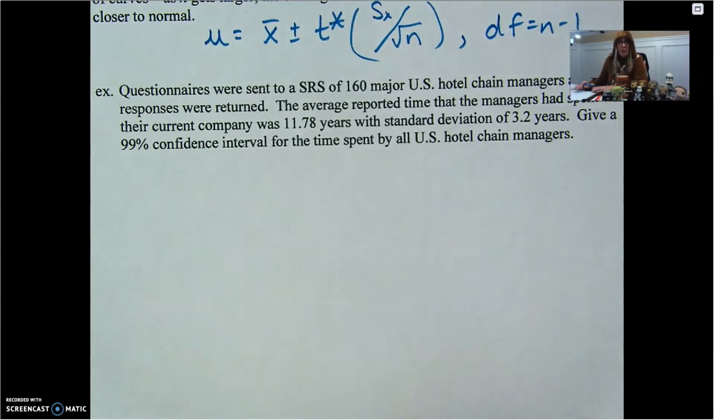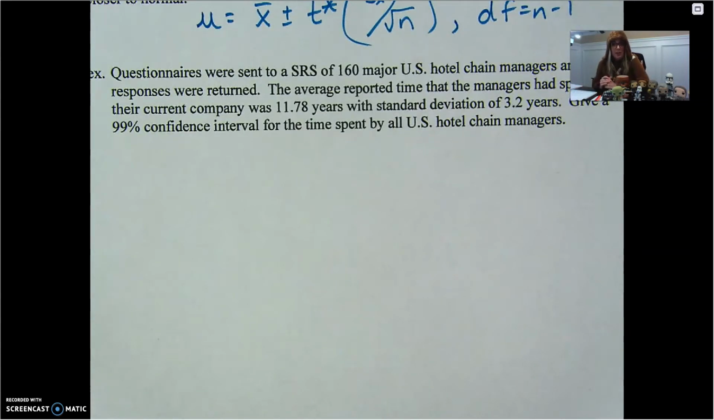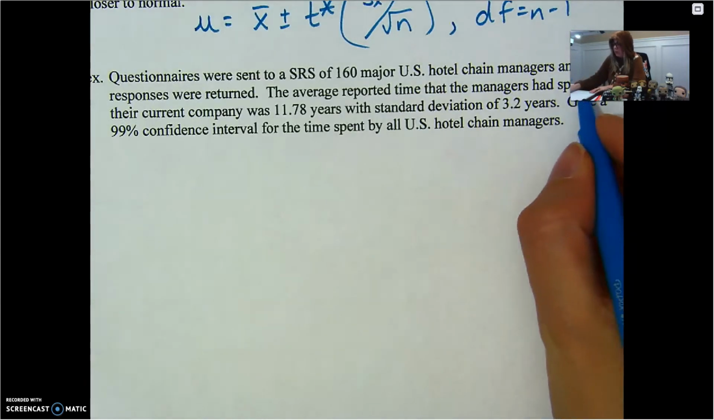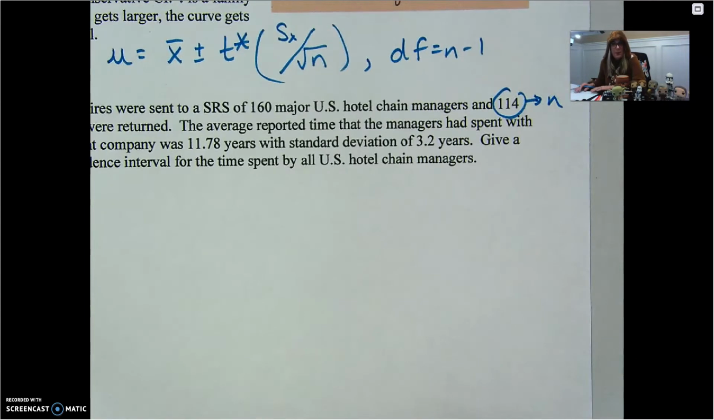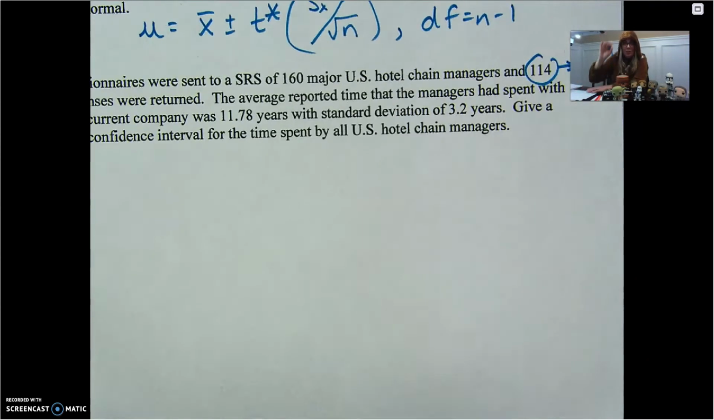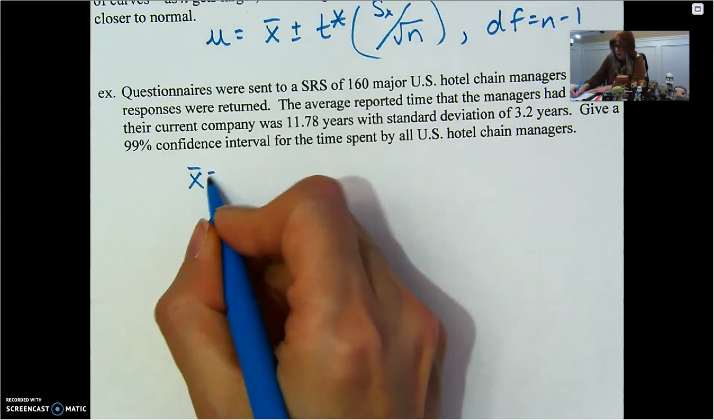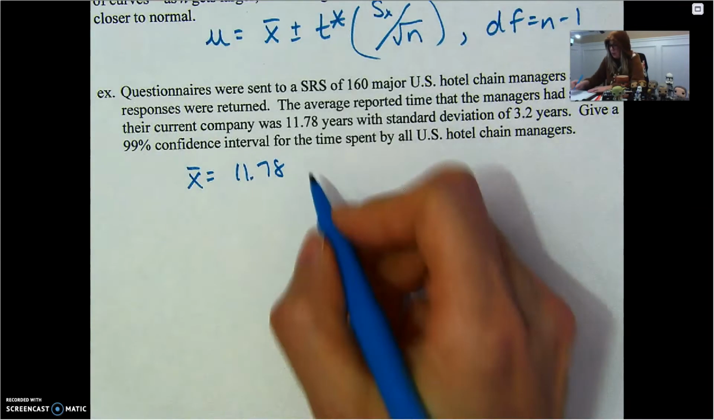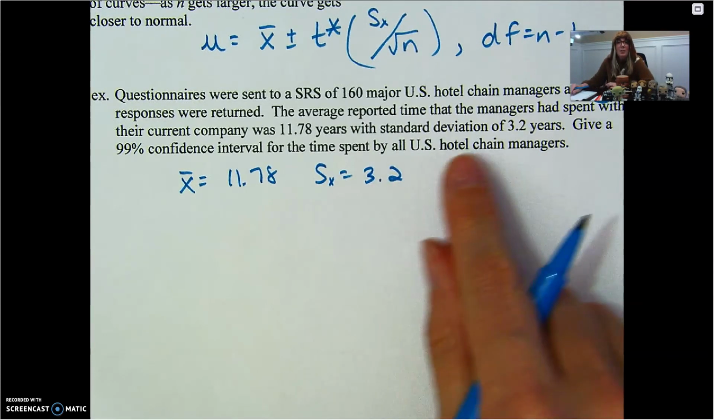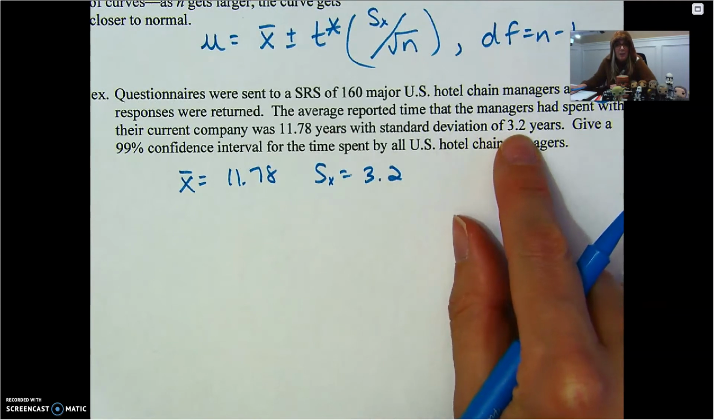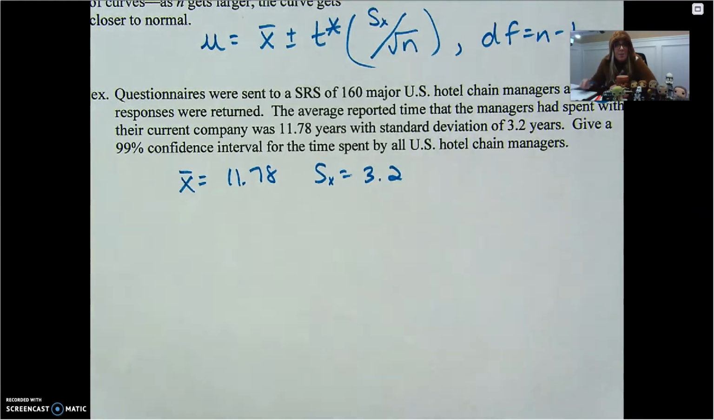All right, so take a look at this one. Questionnaires were sent to an SRS of 160 major U.S. hotel chain managers, and 114 responses were returned. So there's your sample right there. The average reported time that the managers had spent with the current company was 11.78 years with a standard deviation of 3.2. Notice it's the sample standard deviation, right? They're telling me the data from their sample. We want the 99% confidence interval for the time spent at all U.S. hotel chains.